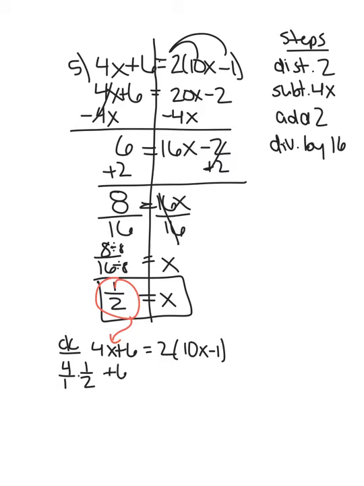We do this multiplication first, so 4 times 1 across the top, 2 times 1 across the bottom. 4 divided by 2 is 2. 2 plus 6 is 8. Right, so this left-hand side simplifies to 8.